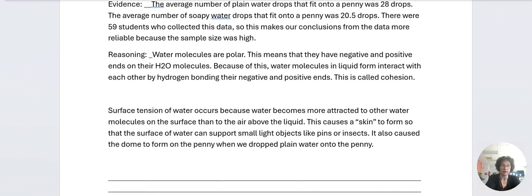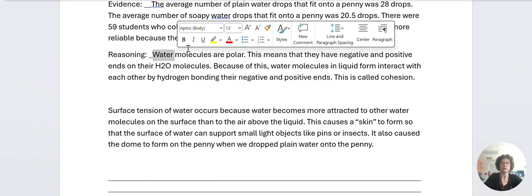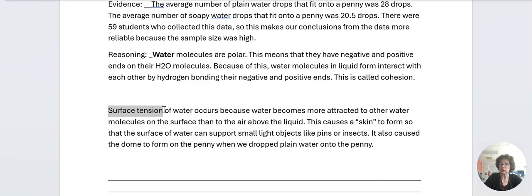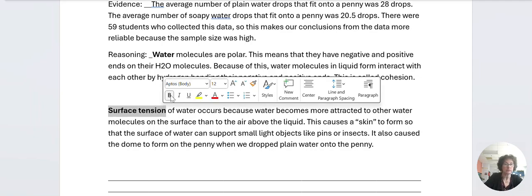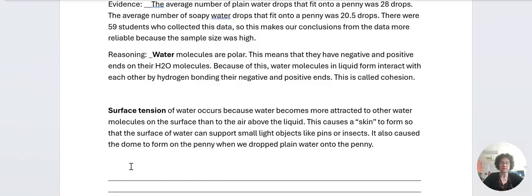Okay. There. Tell me a little bit about surface tension. First, we talked about water, right? Water molecules are polar. You guys can do that. First, tell me about water, right? Then tell me about surface tension. Some of you even looked it up. I told you you could do that. Go ahead and take advantage of that. Okay. Then finally, tell me about the soap. What happened when you added the soap?